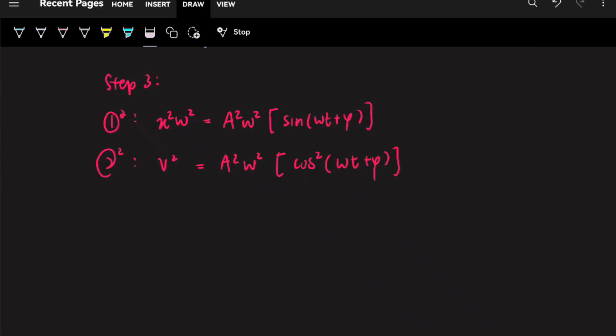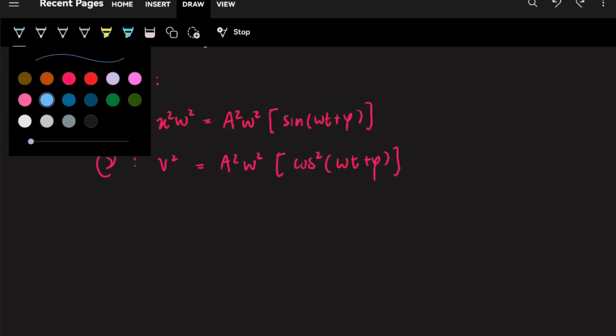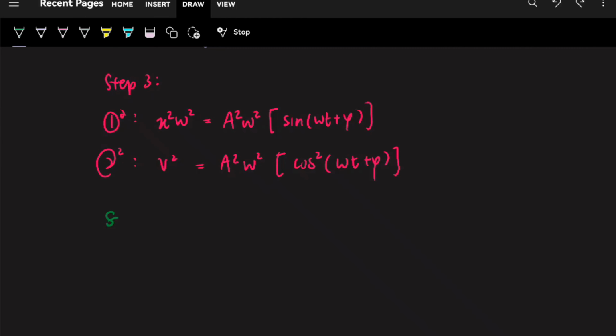Okay, now step 4. Let's use a different color instead. Step 4 is where we add the first equation squared and the second equation squared together. Honestly speaking, you can be straightforward with this method, where you combine step 3 and step 4 and just say first equation squared plus second equation squared straight away. I'm just doing it here step by step for you to see it more clearly.